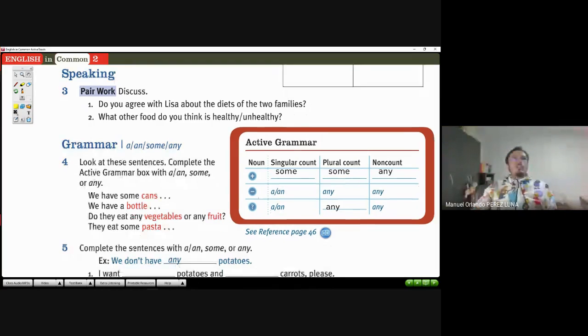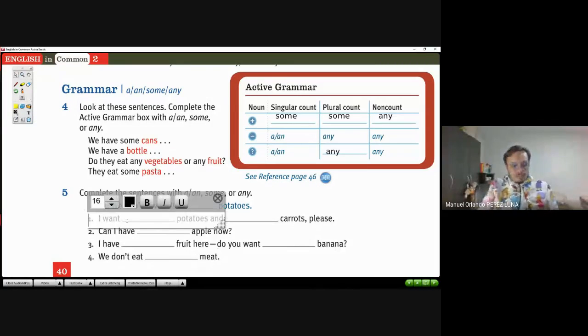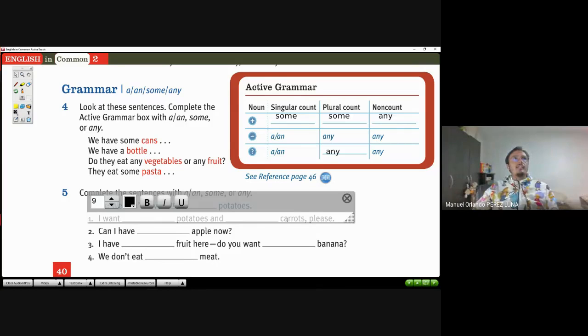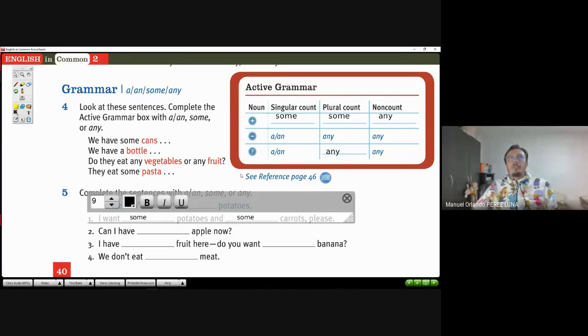Now, according to these sentences that we have in here, we're going to complete the chart, okay? So you're gonna help me out with this situation. Let me put my square and let's organize with this, right? And we would say, like, I want what? Some, a, an, or any. What do you say? Some. I want some potatoes and some carrots, please.